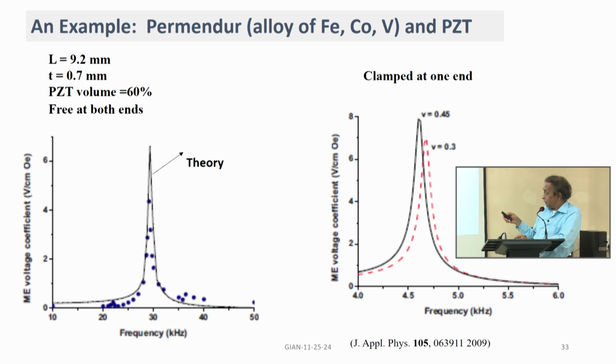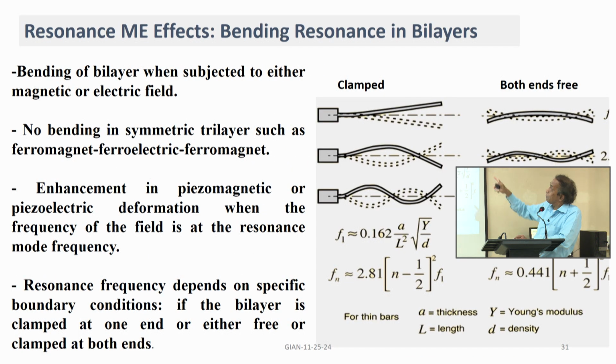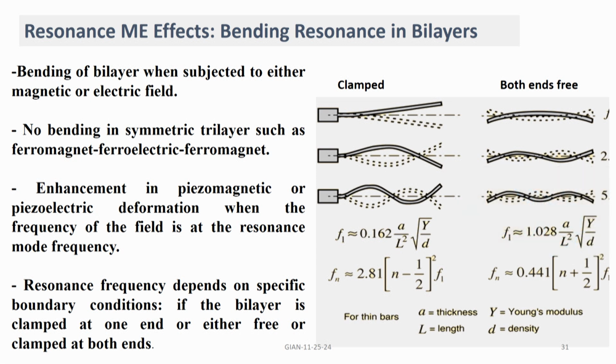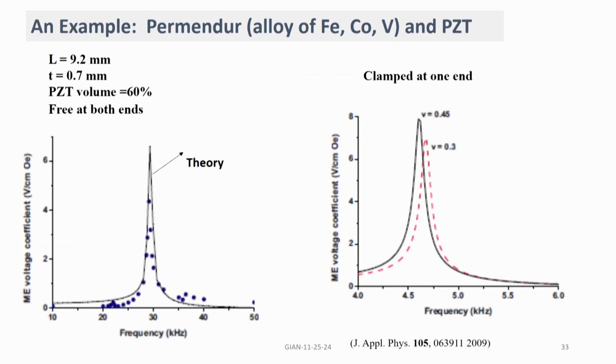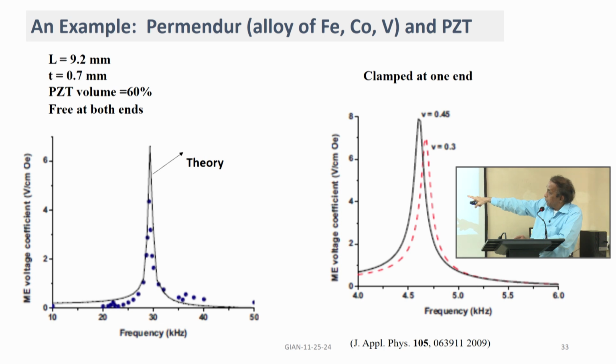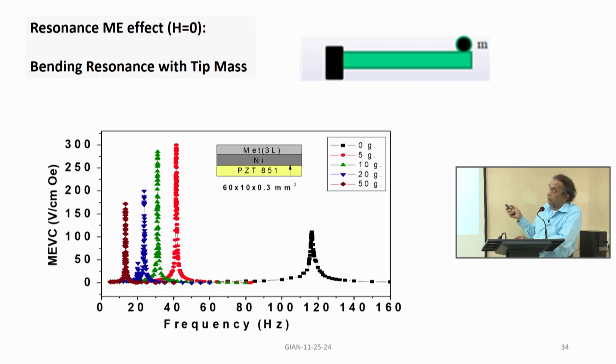As you see here, I just want to quickly show you. When it is clamped, the length corresponds to lambda over 4. So the frequency of the resonance will be much smaller compared to the other case. So the frequency has decreased from 30 to practically around 4.5 for this case. So this is the bending resonance under a tip mass.